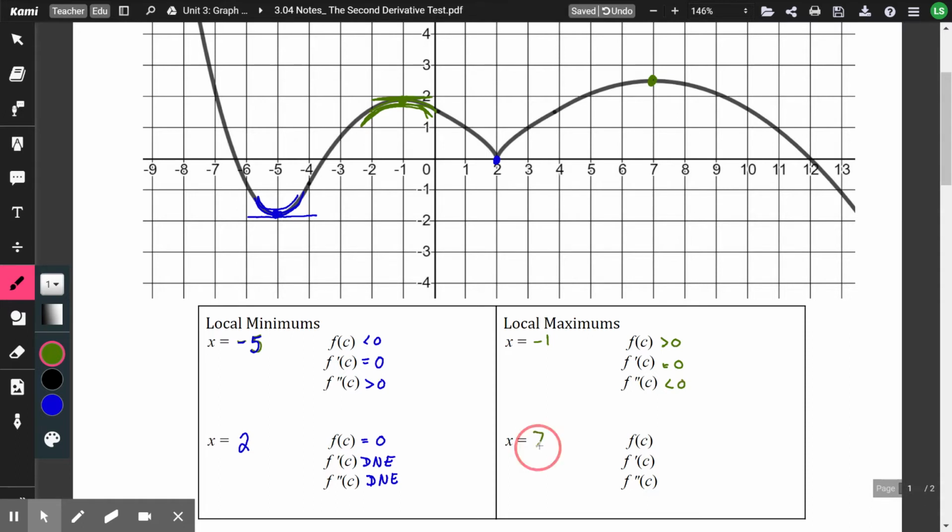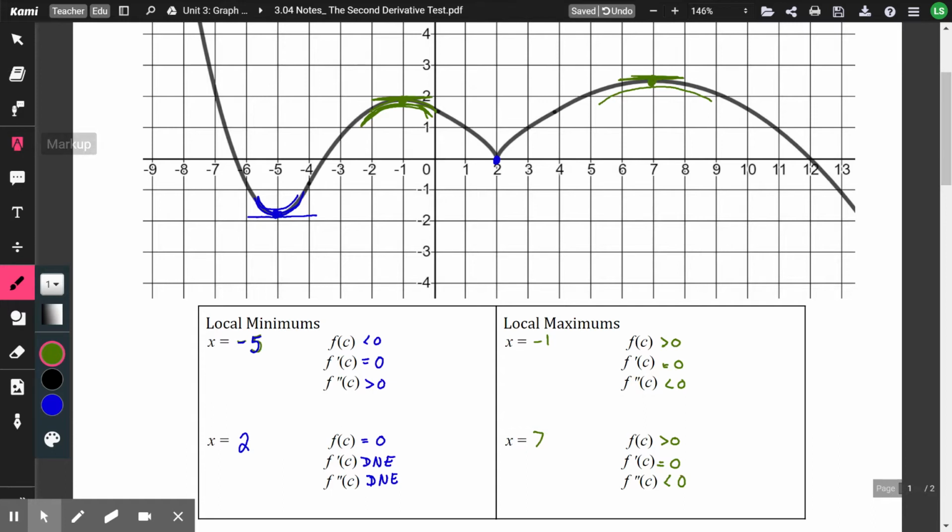And then at x equals 7, we have again a positive value of the point. Our tangent line would indicate that we're going to have a 0 first derivative. And once again, we are concave down, so we're going to have a negative second derivative.